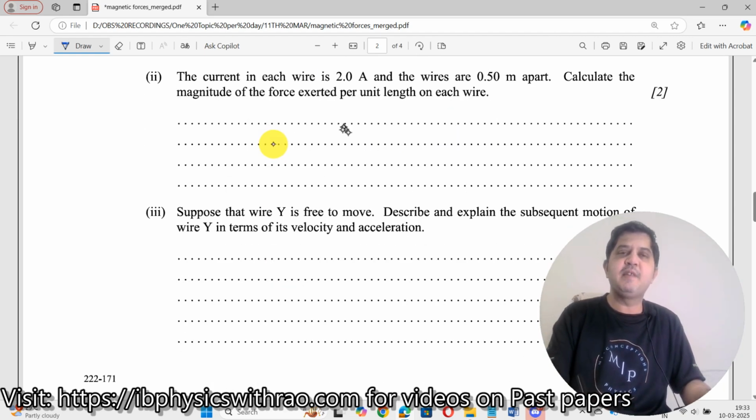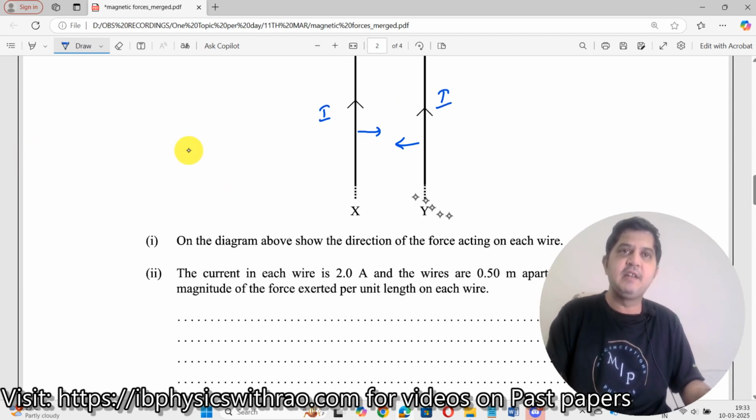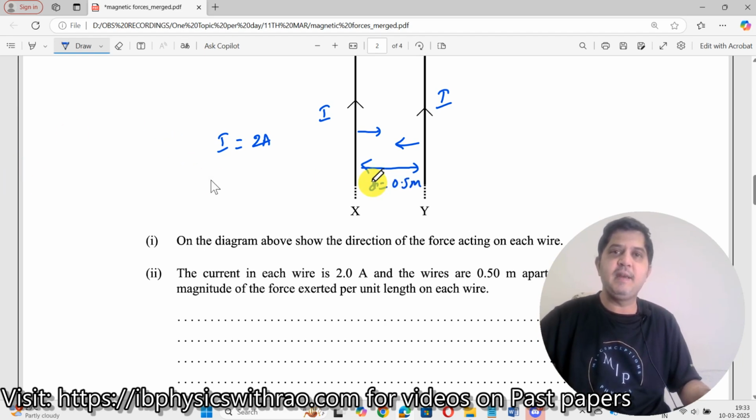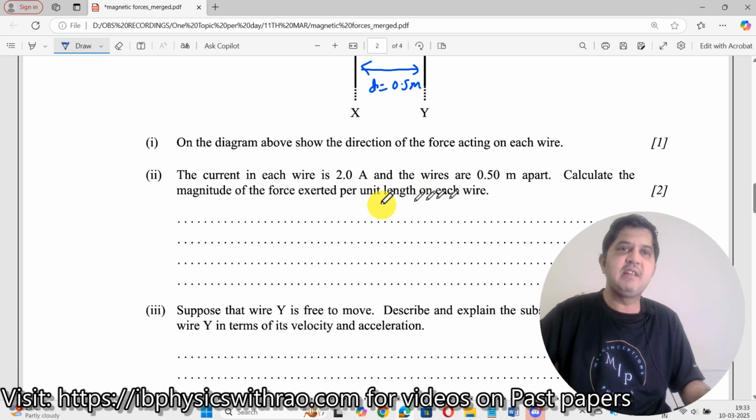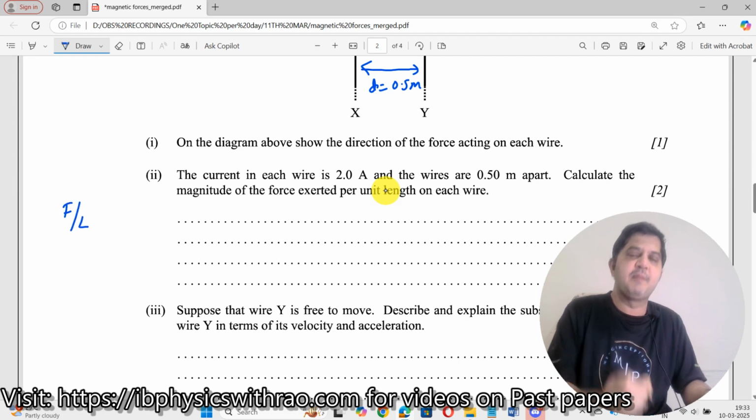The current in each wire is 2 ampere and the wires are 0.5 meter apart. This is a little bit different. So I is equal to 2 amperes and the distance between the two wires, D, is equal to 0.5 meter. Okay, and now what has been asked? Calculate the magnitude of the force exerted per unit length. He is asking you to find out what will be the value of force per unit length.